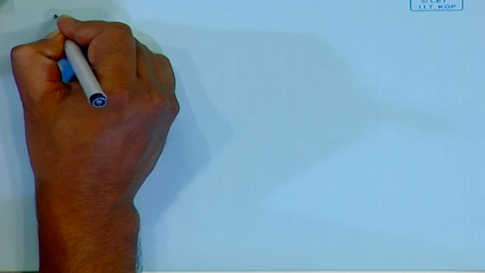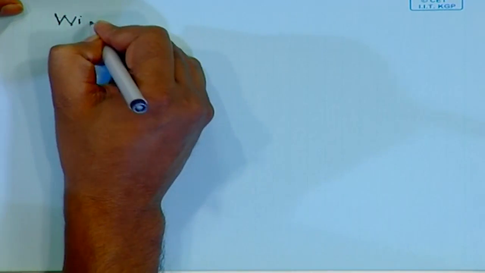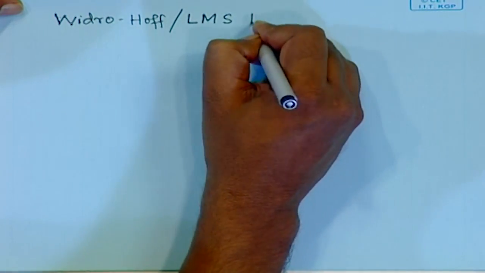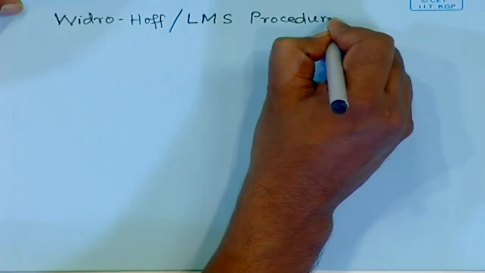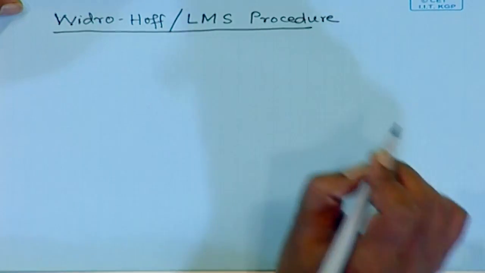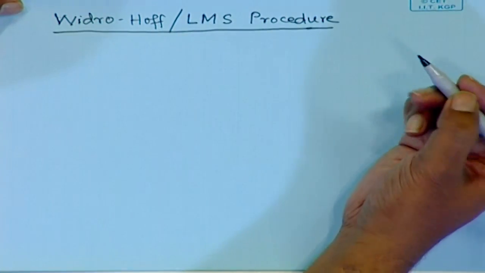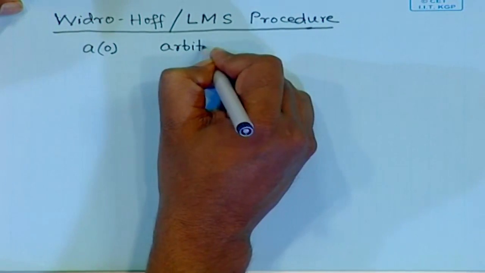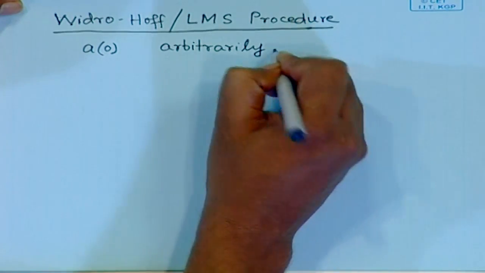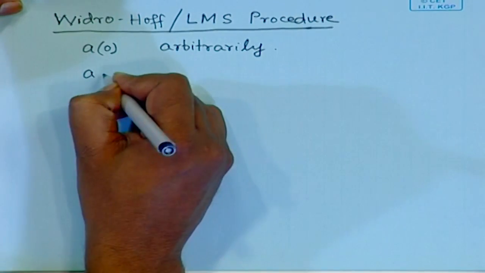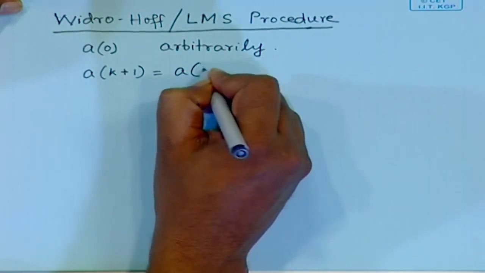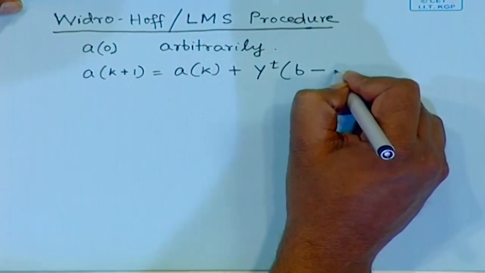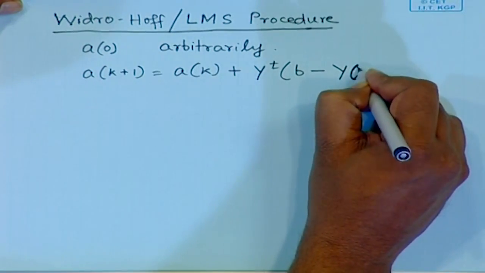So, what is this LMS procedure? Again we will assume that a0 will be chosen arbitrarily, and a k plus 1 will be a k plus y transpose into (b minus y a k).